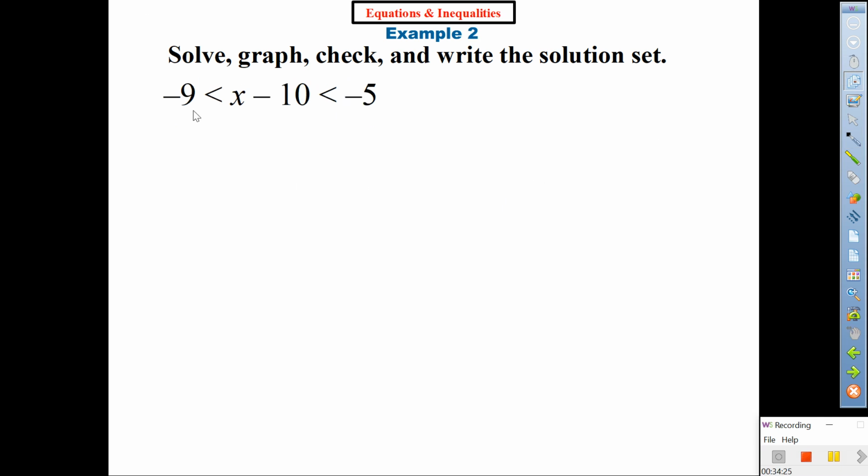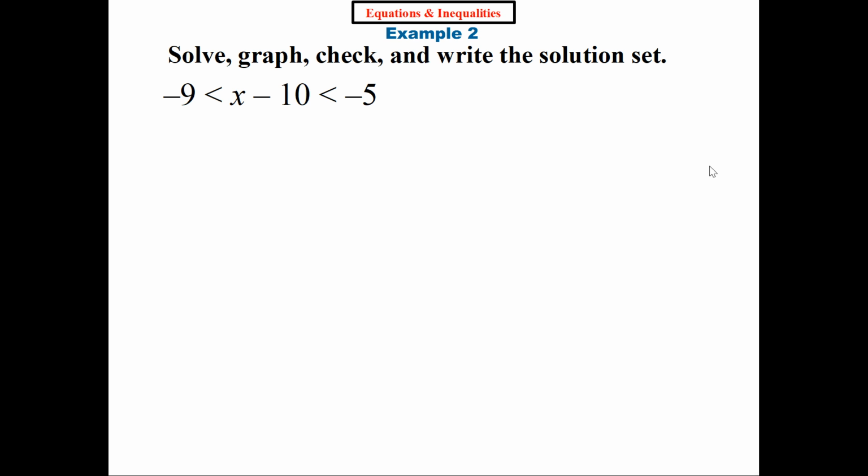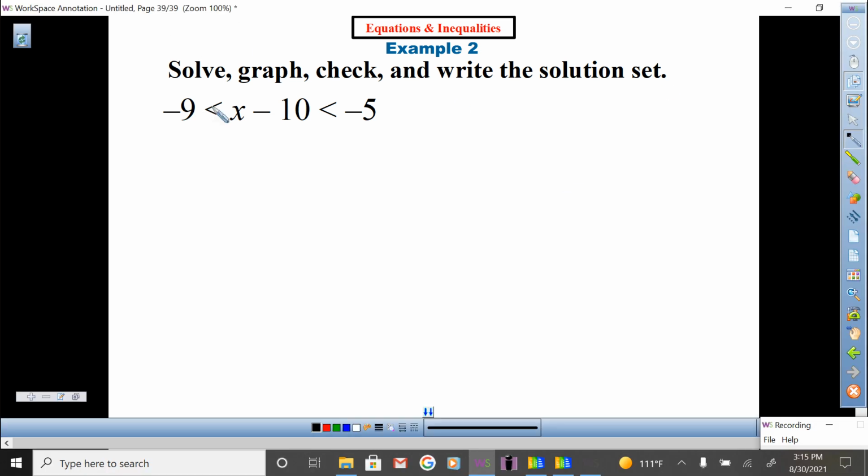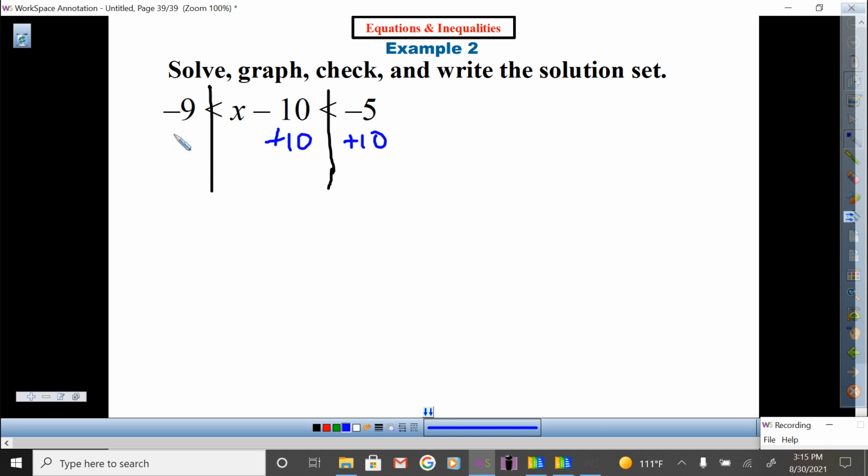All right, example number 2, we got negative 9 less than x minus 10 less than negative 5. See how you do with that one? Ready and go. All right, let's see how we did. Should have done line down, line down. We can't simplify anything, so the next step is to start solving. So you should have added 10 to all sides. This cancels. We're left with 1 less than x less than 5.